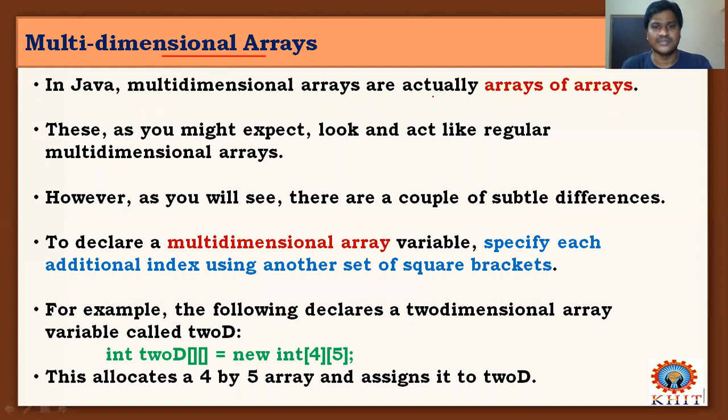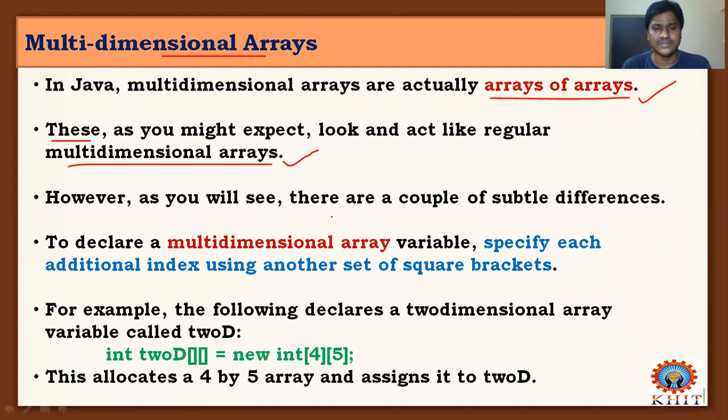In Java, multidimensional arrays are actually arrays of arrays. So remember this clearly: a 2D array is nothing but an array of 1D arrays, and a 3D array is an array of 2D arrays. We can construct multidimensional arrays as a collection of arrays into an array, right? They look and act like regular multidimensional arrays, and we'll see.